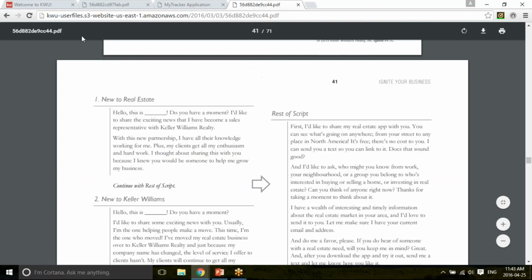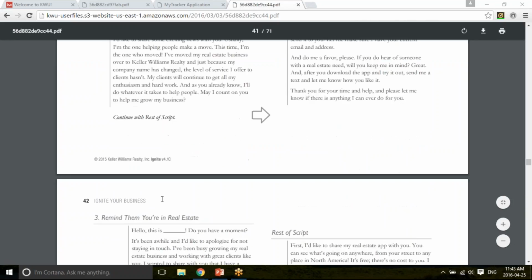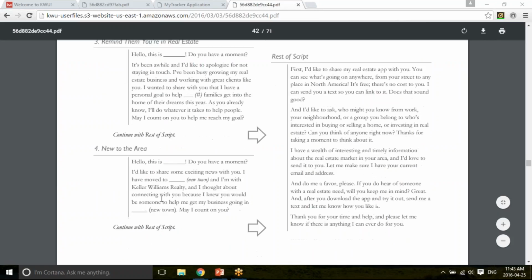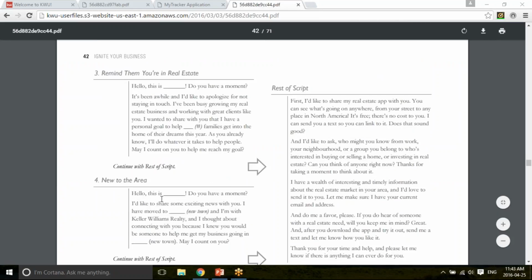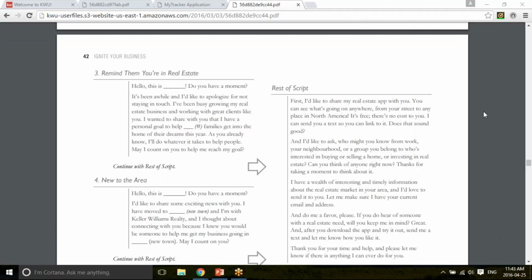We'll put them up on the screen here. So let's pick one that we'll work on together. Let's do remind them you're in real estate on page 42. Sorry. Okay. So because in most cases, I would say most agents, myself included, have people in their database that we have not reached out to on a regular basis, and we need to remind them that we're there.